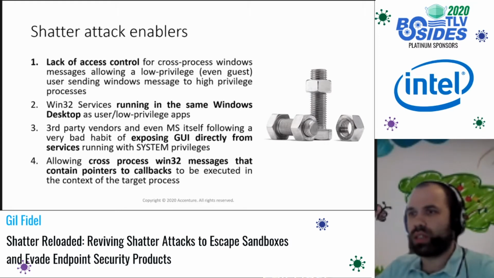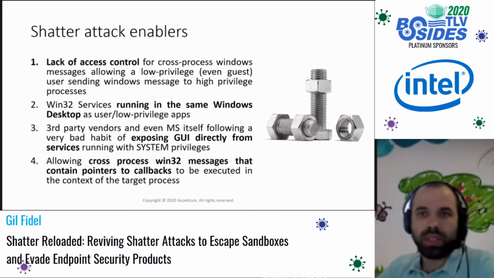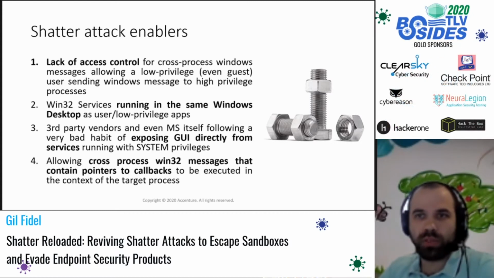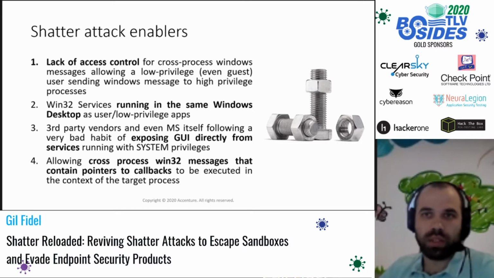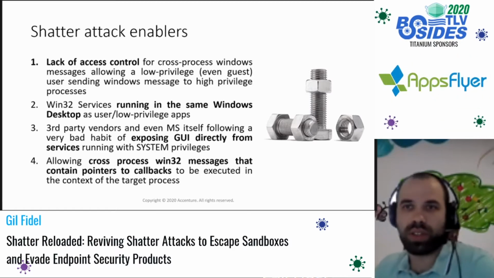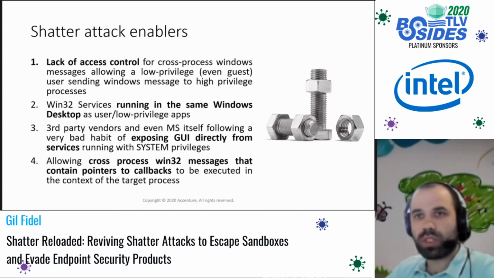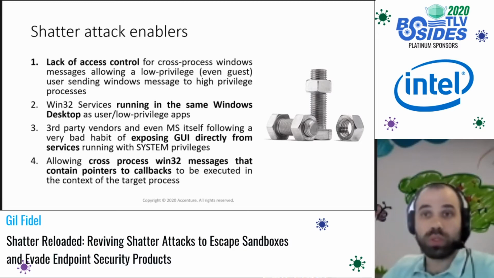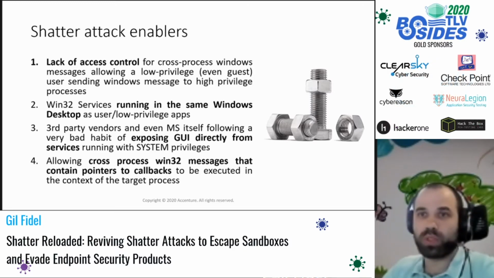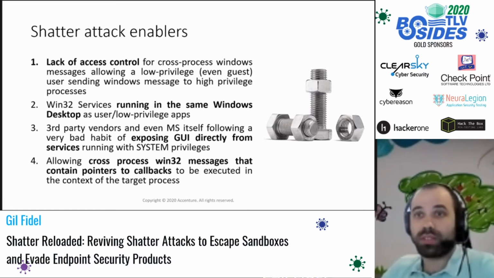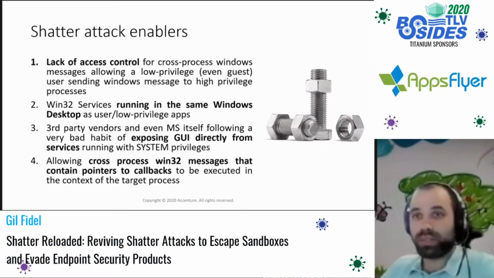The third one is the fact that the Win32 service exposed the user interface directly, instead of the way it's done today of running some client utility with a little tray icon or something like that, which runs with low privileges as opposed to the service running with high privileges. And the fourth one, which is more generic and is rooted deep in the design of the Win32 GUI subsystem, is the fact that you can send a Windows message across process boundaries that contains a pointer to a callback that is to be executed in the target process. Well, that's a big problem by itself.